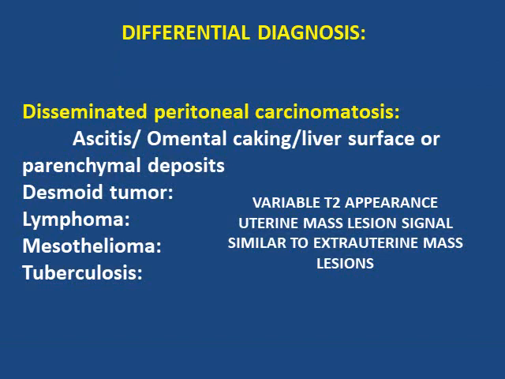So the differential diagnosis for disseminated peritoneal leiomyomatosis is carcinomatosis. How to differentiate? If there is significant ascites, omental caking, or liver surface or parenchymal deposits, then it favors disseminated peritoneal carcinomatosis. The other tumors which can have a similar appearance are desmoid tumor, lymphoma, mesothelioma, and tuberculosis. But in this patient, the appearance of similar imaging findings within the uterus helps in differentiating that this is disseminated peritoneal leiomyomatosis rather than the rest of the differential diagnosis put here.